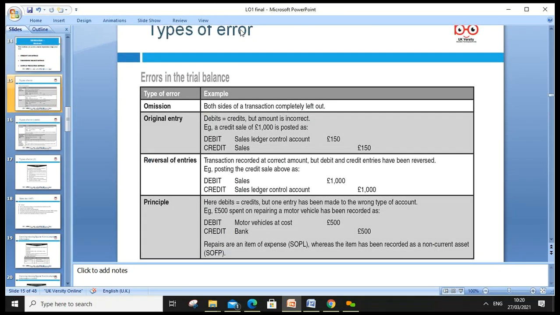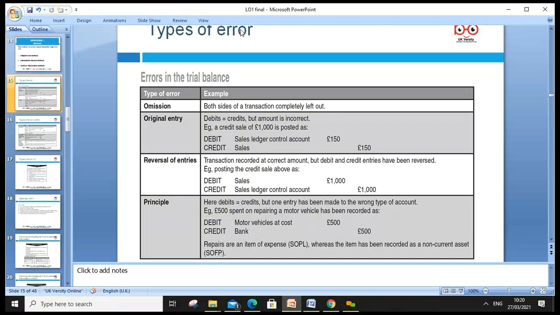Okay, so next we have types of errors. We have four major types of errors. Omission, we can miss something. Original entry, maybe we put it the other way around, so we need to make sure we do a proper follow-up. A reversal of entry, sometimes we have to reverse it the other way around.